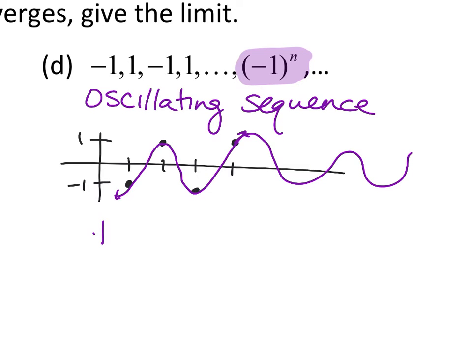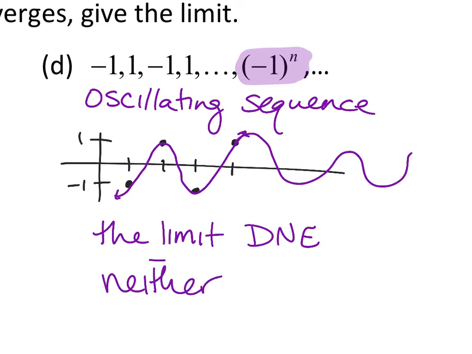So this limit does not exist. So this is a neither converging nor diverging sequence because it's oscillating. It's not getting close to any particular number, be that an actual number like 1 or 3, or an infinity.